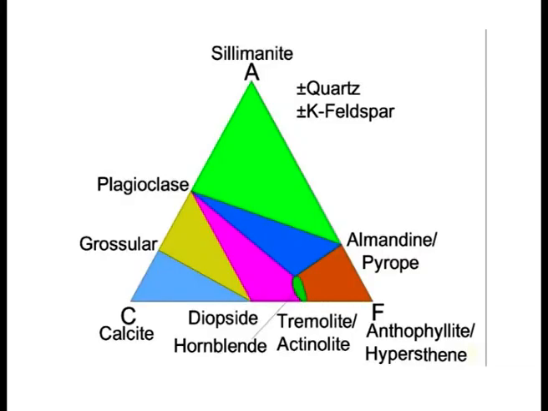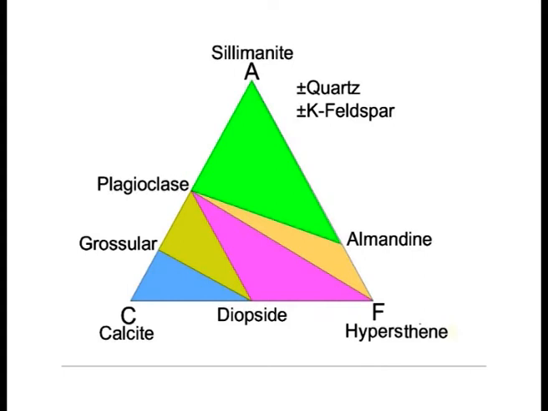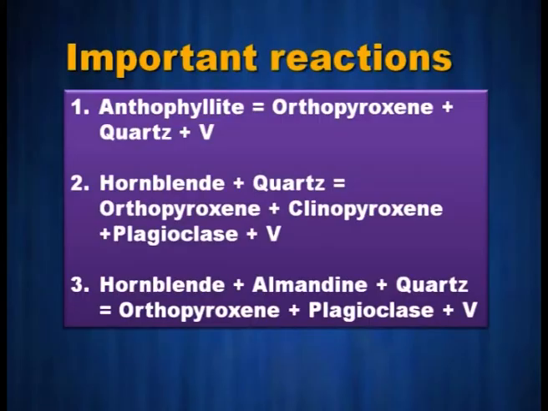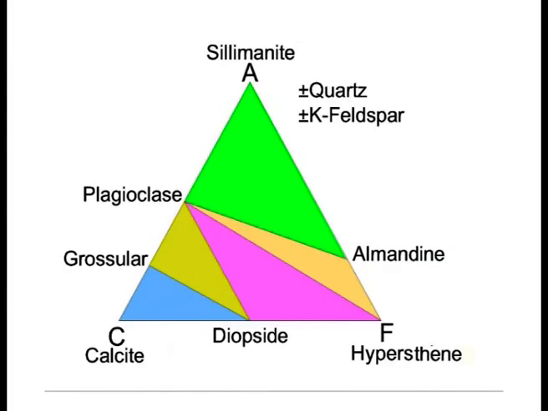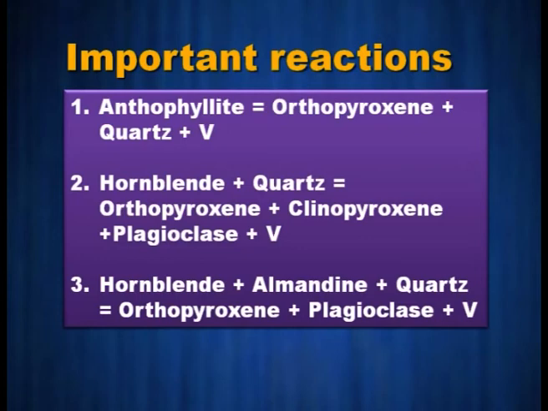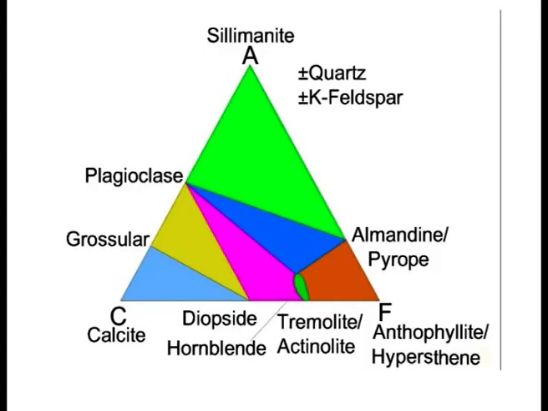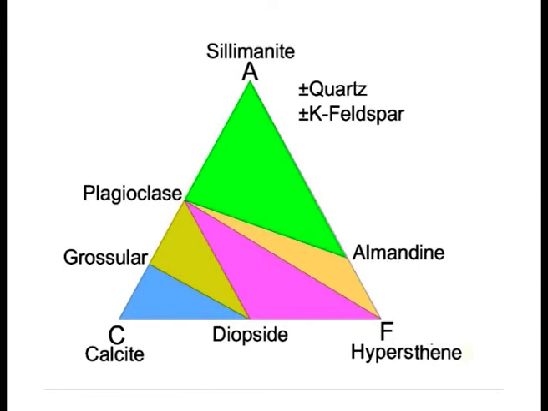Reaction 1: anthophyllite breaks down and gives rise to orthopyroxene plus quartz plus vapor. Second reaction: hornblende plus quartz give rise to orthopyroxene plus clinopyroxene plus plagioclase plus vapor. Third reaction: hornblende plus almandine garnet plus quartz give rise to orthopyroxene plus plagioclase plus vapor. Disappearance of hornblende and anthophyllite marks the beginning of the Granulite facies.